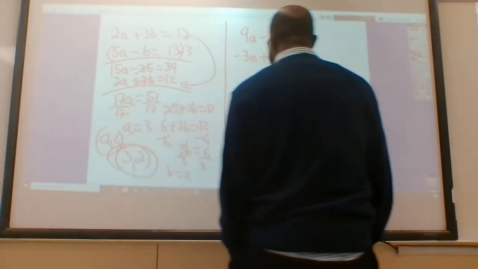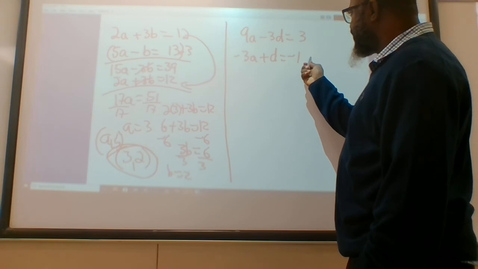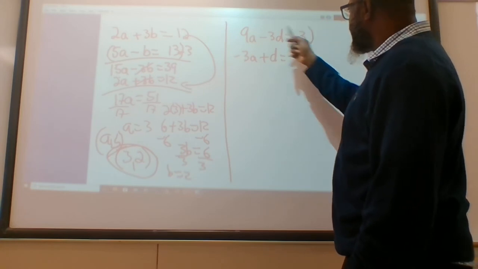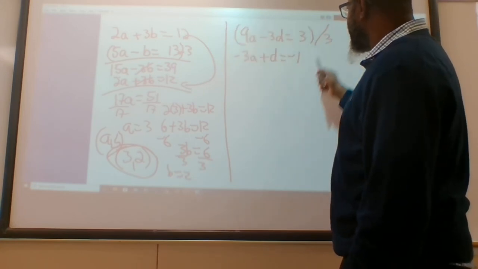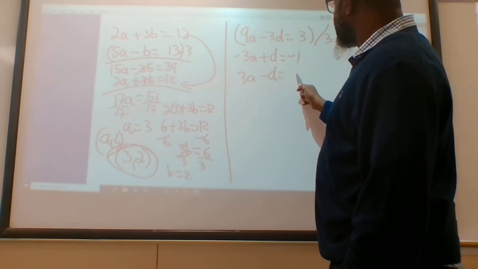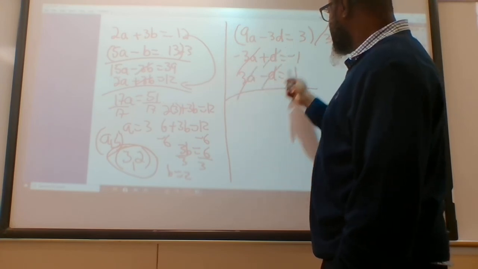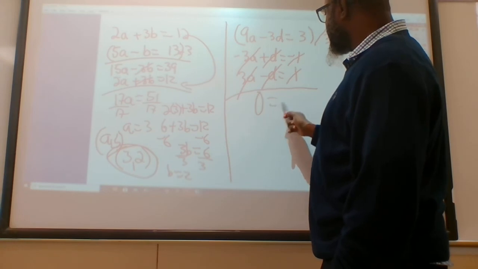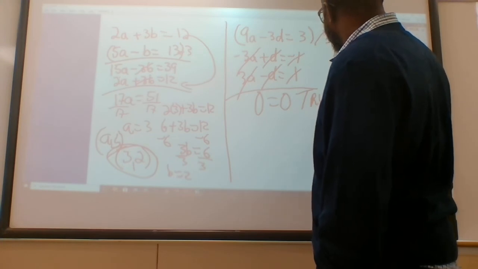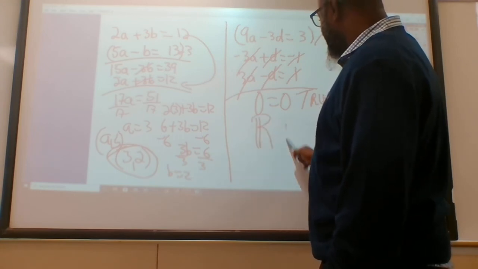So when I move to this equation, I can either cancel d and multiply this by 3. However, I noticed in this equation they have 3 in common. So let me see what happens if I divide by 3. If I divide by 3, I will end up with 3a minus d is equal to 1. So this cancels, this cancels, everything cancels. I will have that 0 is equal to 0. This is a true mathematical statement. In this case, it's an identity, it's all real numbers, infinitely many solutions.